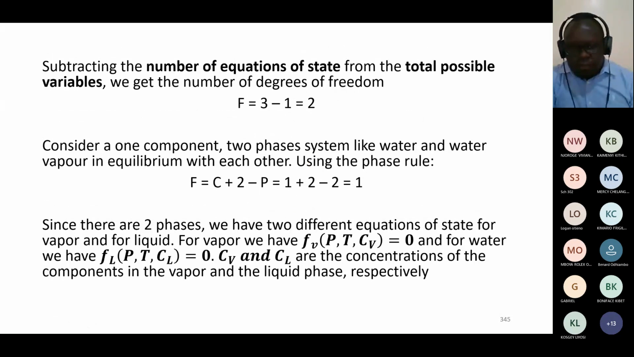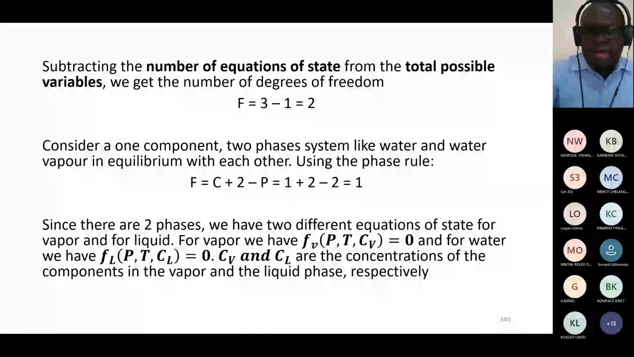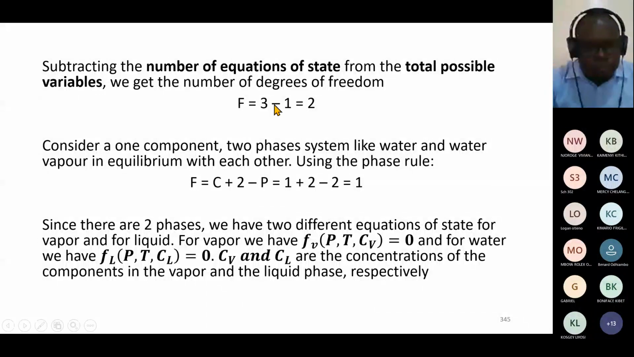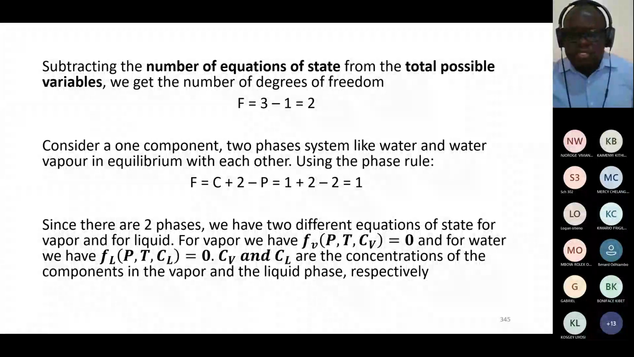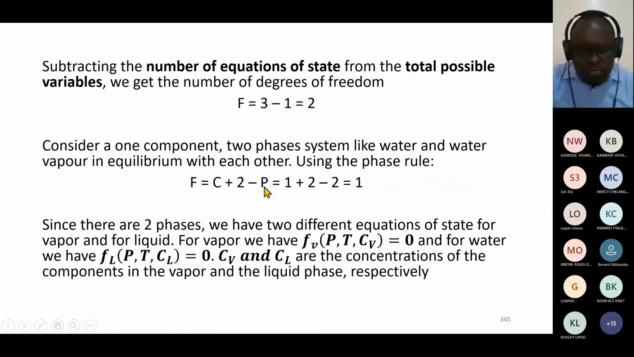Now let's consider another one. You have a one component, 2 phases system. For example, where you have water and water vapor. Okay. So this is a system where the two phases are in equilibrium. And it's a one component system because it consists of water. So using the phase rule, that is F equals C plus 2 minus P.